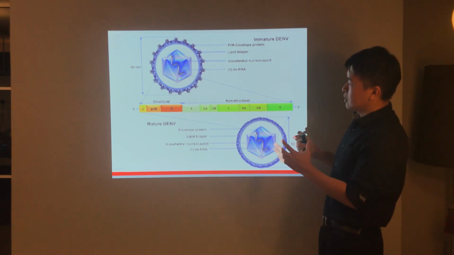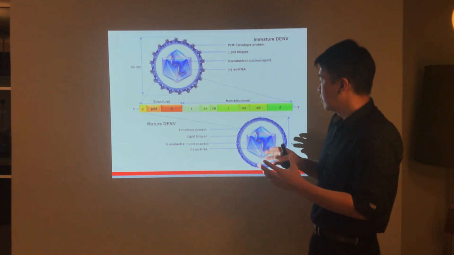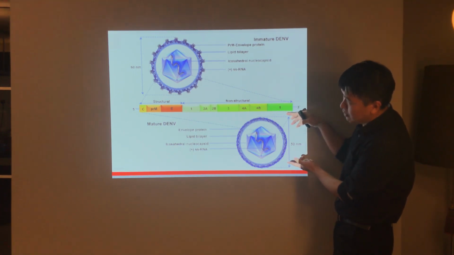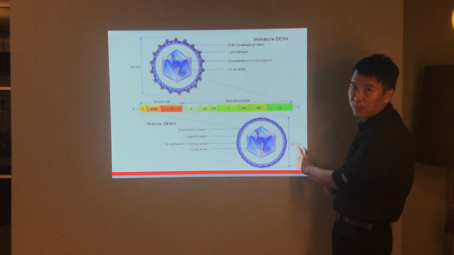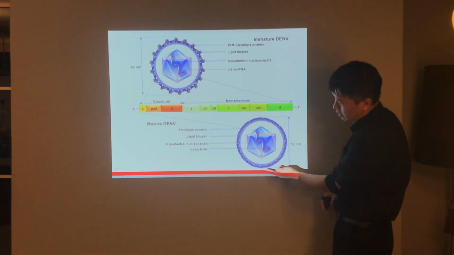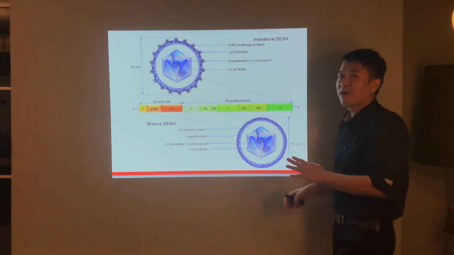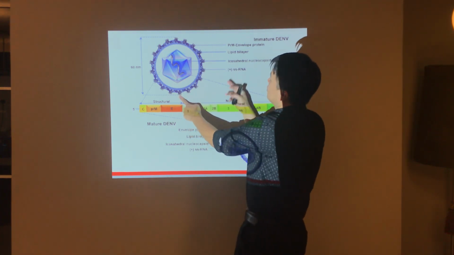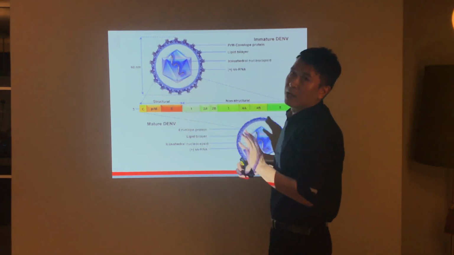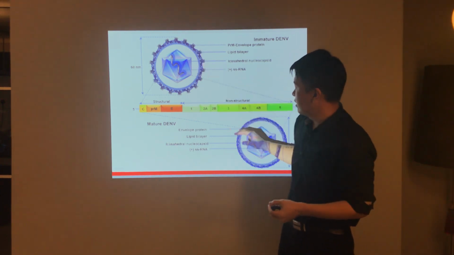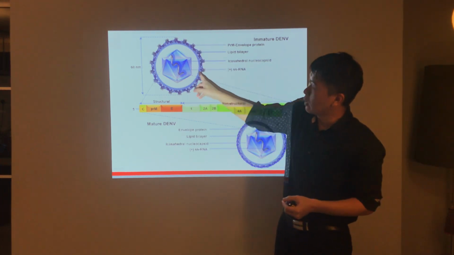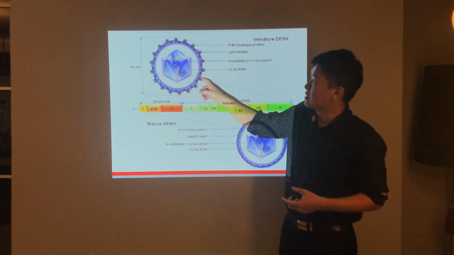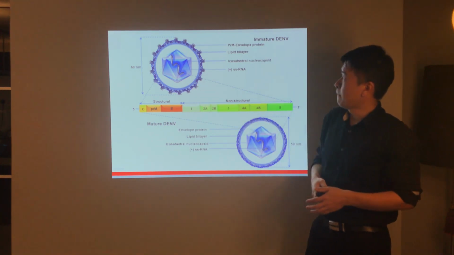I'd like to draw your attention here: when we look at the structure of the virus, the diameter of a mature infectious virus is about 50 nanometers, from tip to tip. However, when the virus is inactive, or immature, it's normally about 60 nanometers. What you can see here is the difference between this one and this one: this one is quite smooth and this one is spiky. Later, when we look at the life cycle of dengue virus, we'll understand why this becomes spiky and so on.